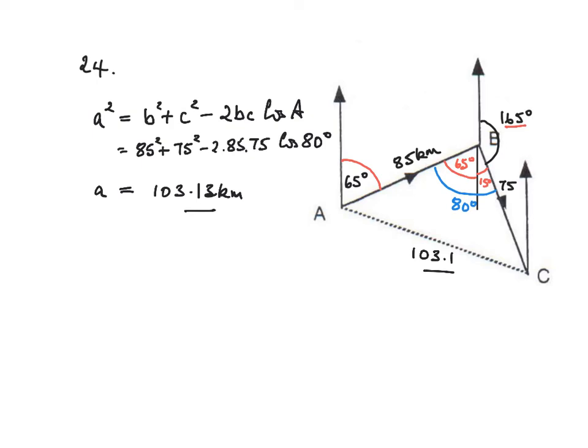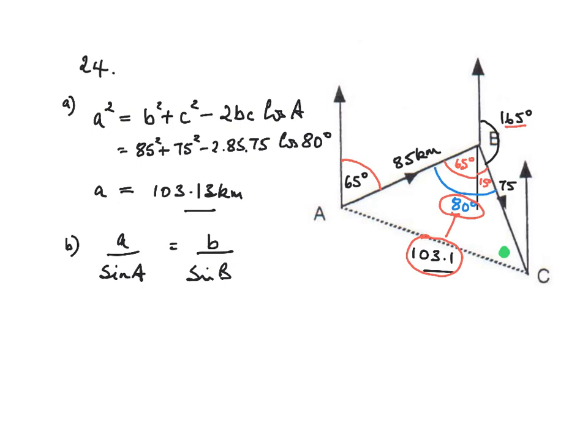The next thing I want to do is to work out this angle here. There's a reason for that. So, part B. Now we've got a side angle pairing, hope you can see that. We've got the 80 degrees and we've just calculated the length of the opposite side. So we can use the sine rule, A over sine A equals B over sine B.